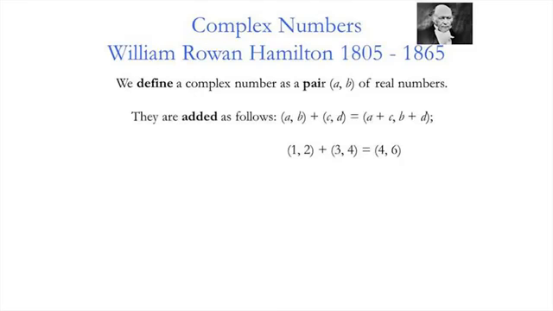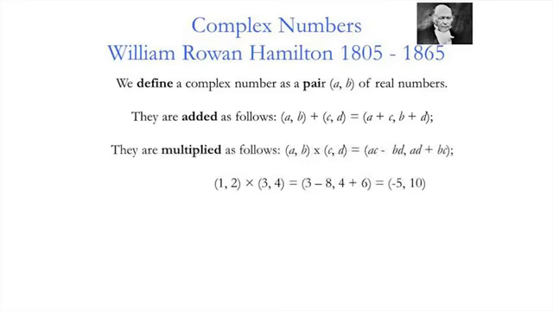They're added as follows, very straightforwardly. You've got the pair of real numbers 1, 2, and the pair of real numbers 3, 4. You add them just by adding the first member of the first pair to the first member of the second pair, and the second member of the first pair to the second member of the second pair. And that's an example there. Addition straightforward. Multiplication messier. They're multiplied as follows. It's a strange way of multiplication, but it's just a way of combining 2 of them to get another one of them.